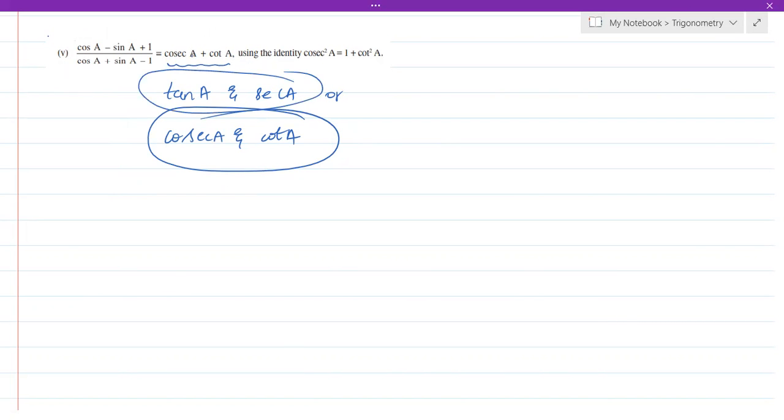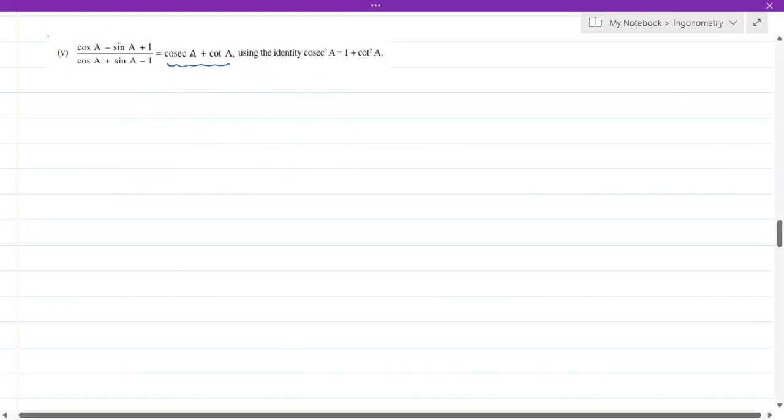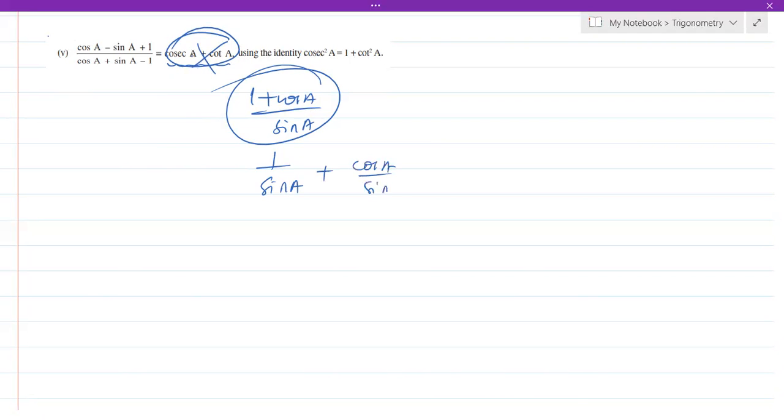It depends on the question. Sometimes they might give you the expression like this also. For example, let's say (1 + cos A) divided by sin A. Instead of giving it like this, they can give it like this. Now if you observe, if you split the denominator, it becomes 1 by sin A plus cos A by sin A, isn't it? What is 1 by sin A? Cosecant A. What is cos A by sin A? Cot A. So we got to know that.